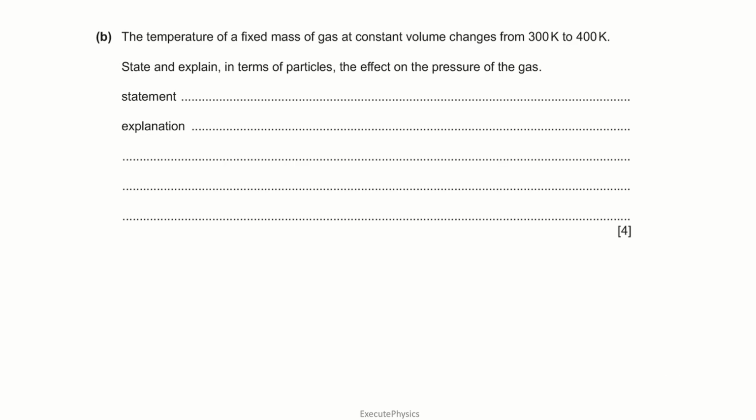Next question. The temperature of a fixed mass of gas at constant volume changes from 300 Kelvin to 400 Kelvin. So the gas has a constant volume, but the temperature is changing from 300 to 400. State and explain in terms of particles the effect on the pressure. So again, this goes in accordance with Gay-Lussac's law. So what happens as the temperature is increased? What happens?